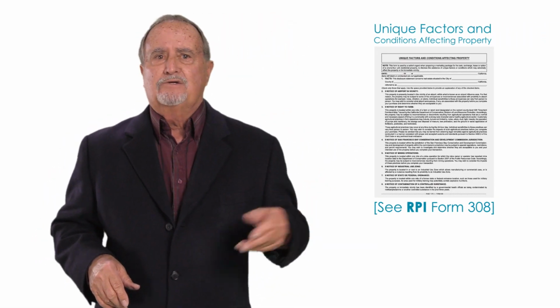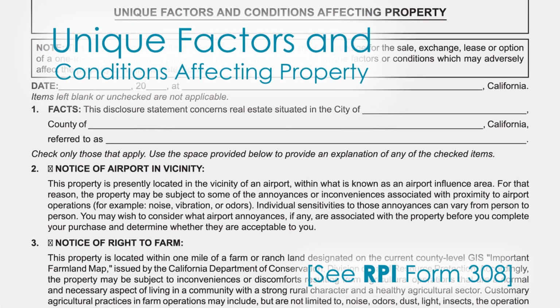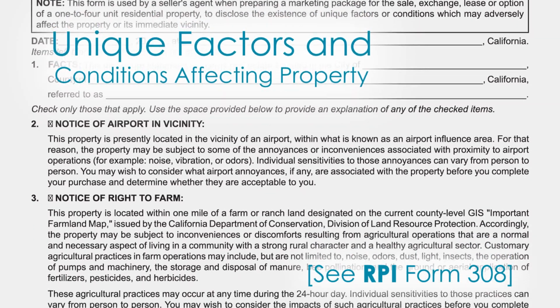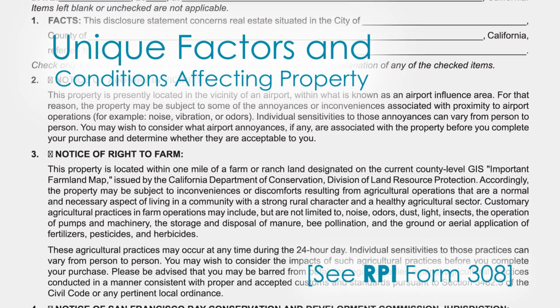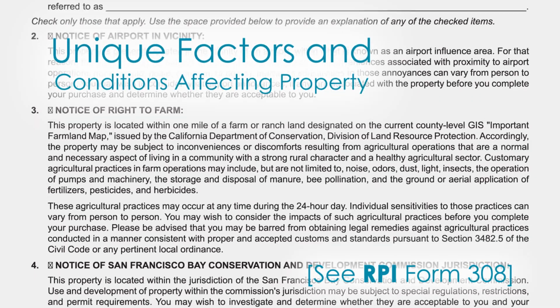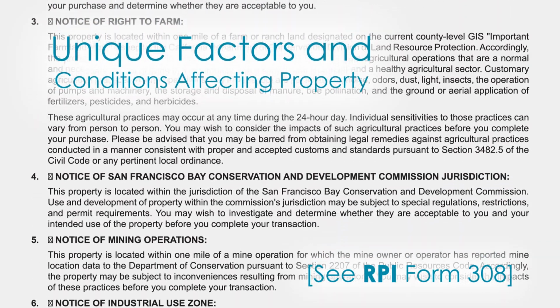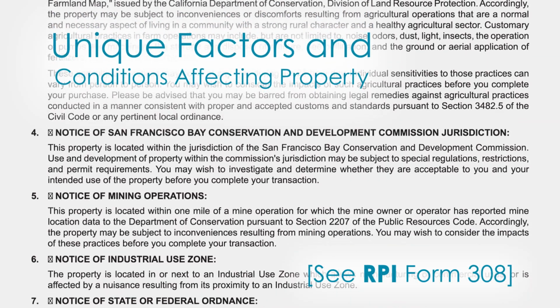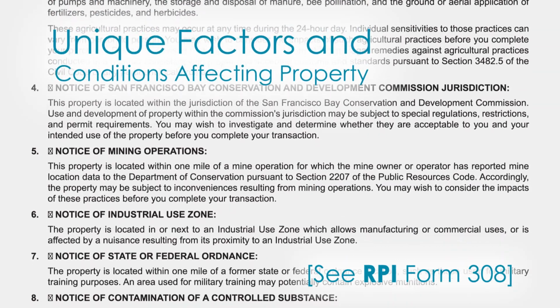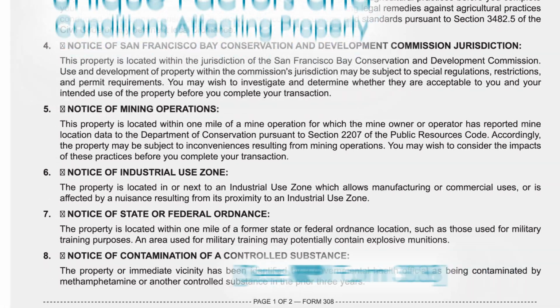a purchase agreement. Further, a seller's agent uses the RPI Form 308 to disclose the existence of unique environmental factors or conditions that were not referenced in the boilerplate language of the TDS, which may adversely affect the property or its immediate vicinity, such as the close proximity of an industrial use zone.